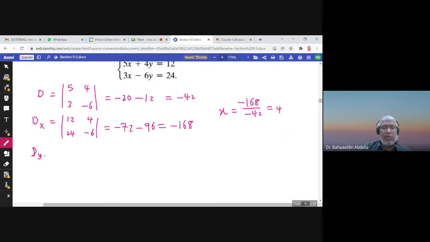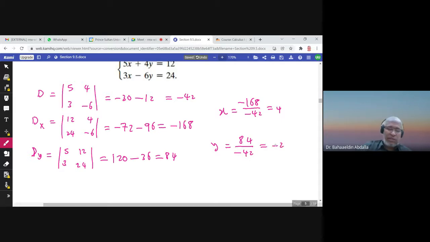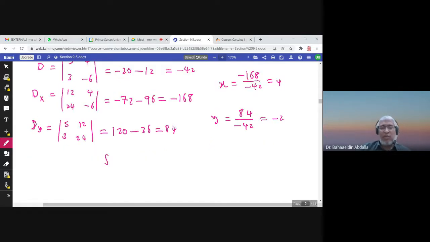dy would be, I keep 5, 3, but I change 4, negative 6, I replace it by the constants, 12 and 24. 5 times 24 is 120. Minus 3 times 12, 36. The answer is 84. So y would be dy over d. And the answer is negative 2. So the solution set of this system would be the ordered pair 4 and negative 2.